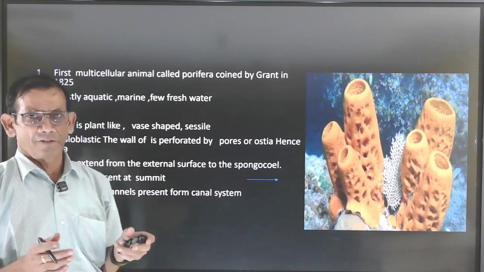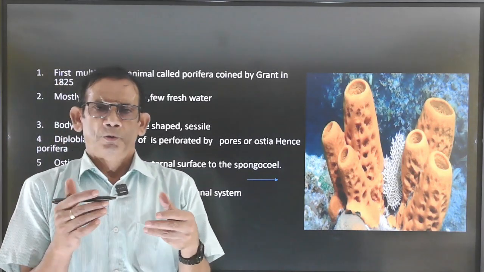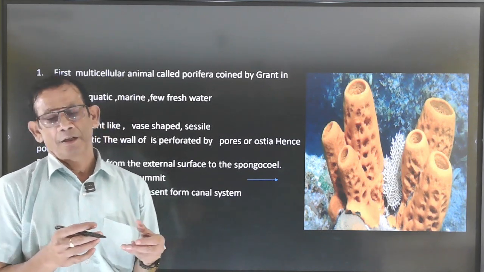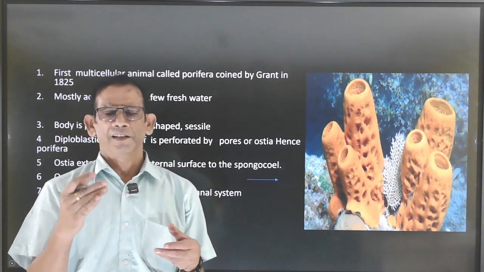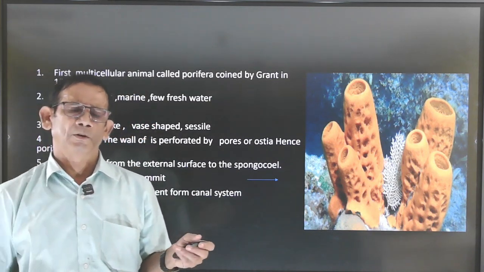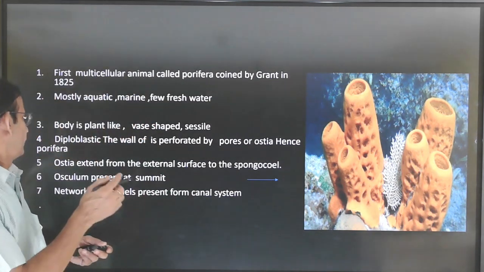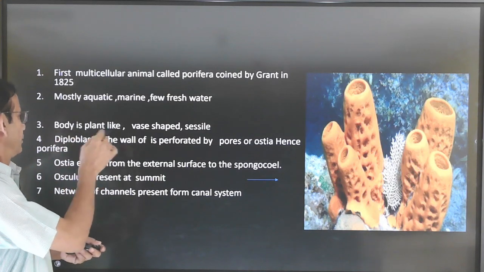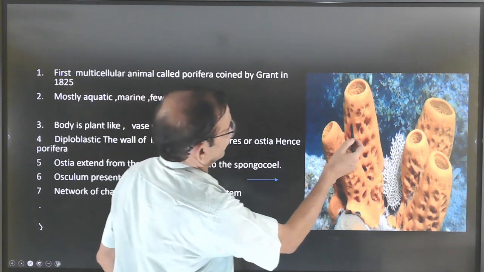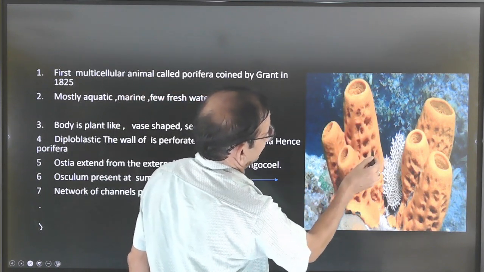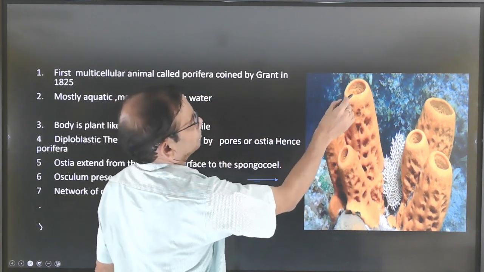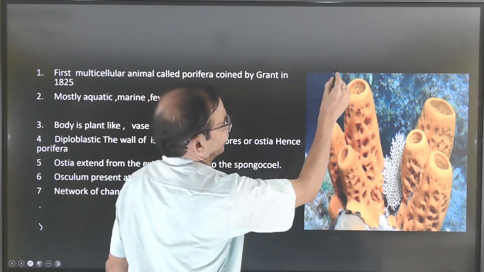Their body is two-layered, and that's why they are called diploblastic. The outer layer is called pinacoderm and the inner layer is called choanoderm. Besides this, as they have pores here, these pores are called ostia, and if the pore is large, it is called osculum.